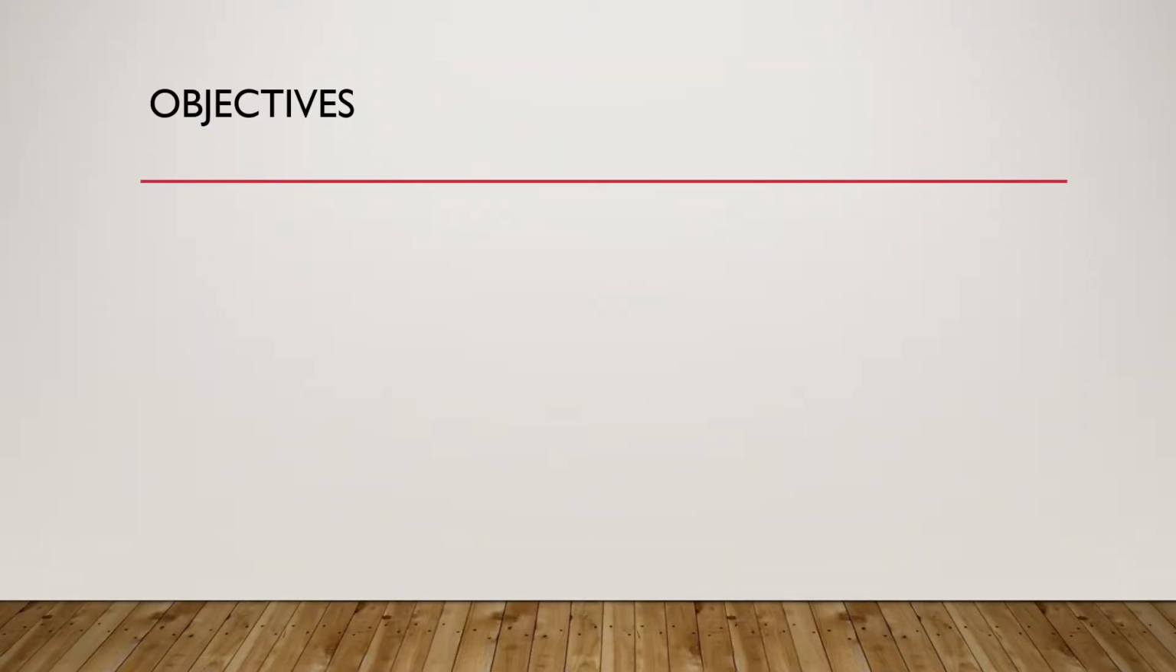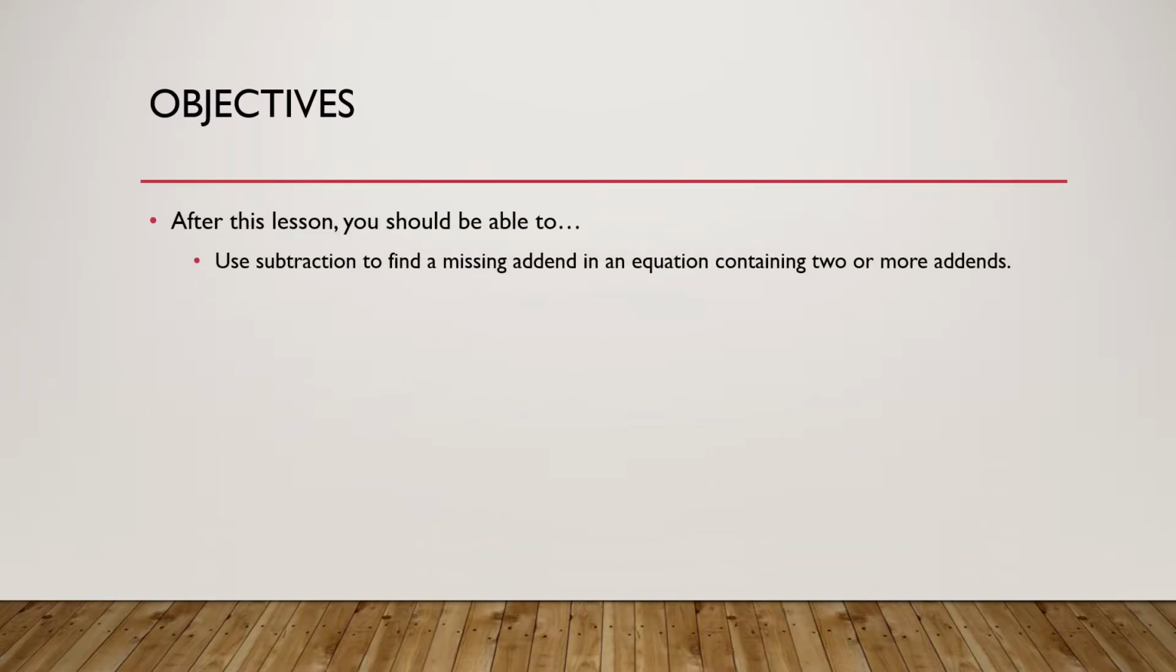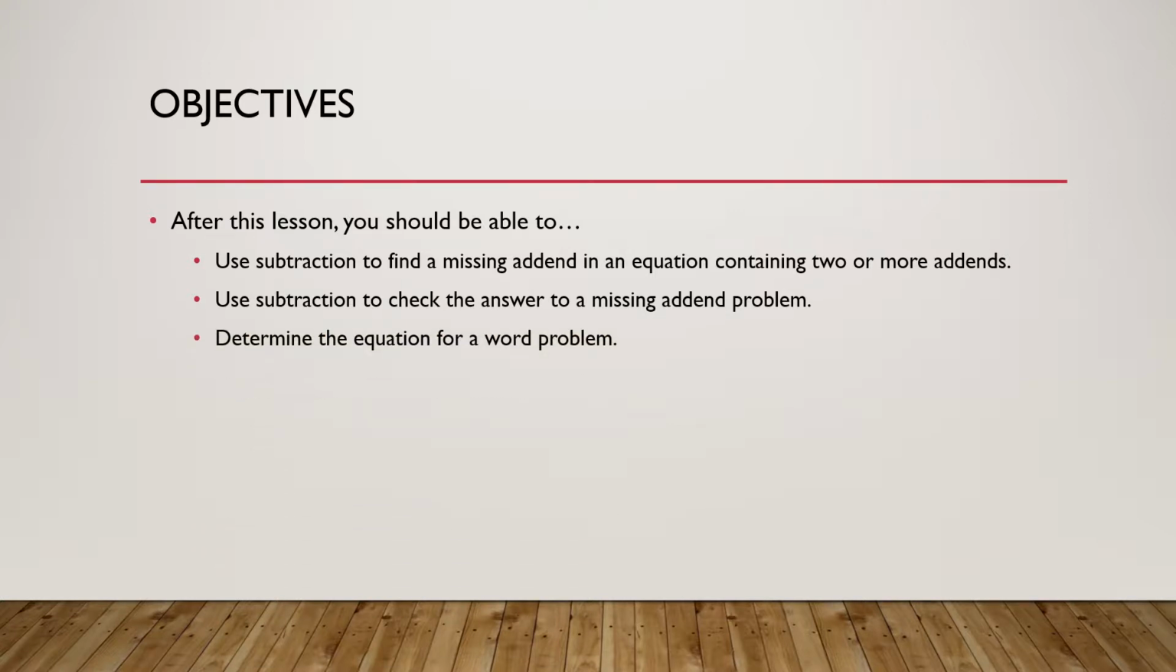Our objective for the lesson today: after this lesson you should be able to use subtraction to find a missing addend in an equation containing two or more addends, use subtraction to check the answer to a missing addend problem, and determine the equation for a word problem.